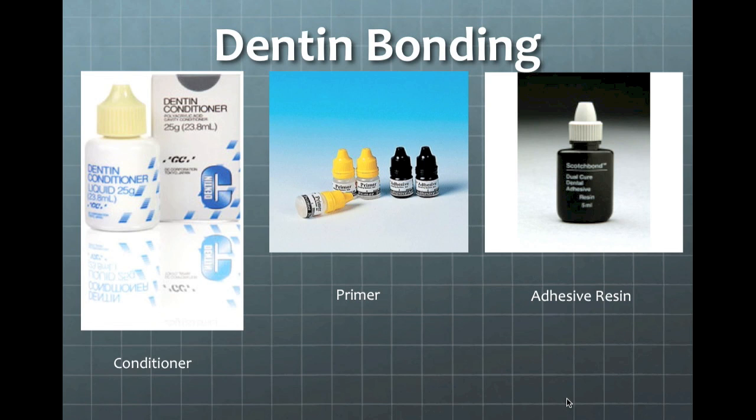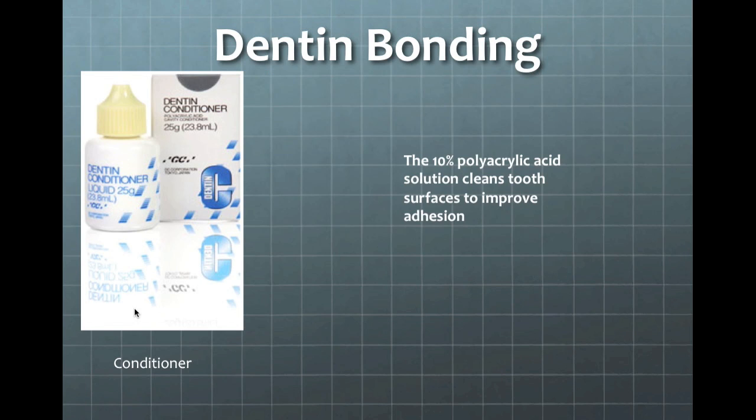We know what an adhesive resin is. We'll talk a bit about primer, and now the conditioner is essentially a weaker acid. It's a 10% polyacrylic acid, and it sort of cleans the tooth surface to improve adhesion. Can also use 20%.